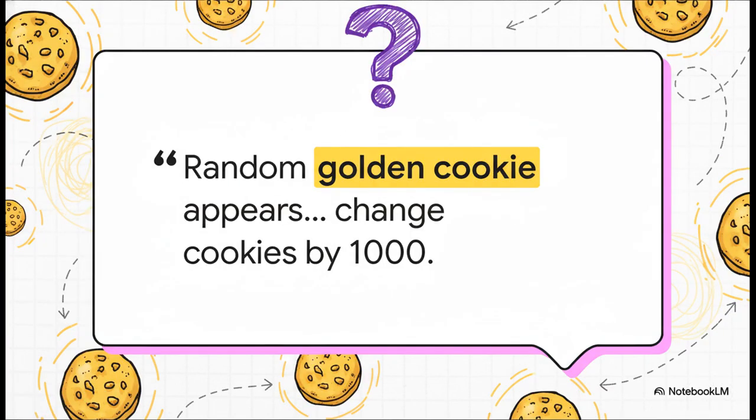Hey, remember that golden cookie from the tutorial? The one that just dumps 1,000 cookies on you out of nowhere? Well, this is a classic example of what psychologists call a variable reward schedule. Because you never know when that huge bonus is coming, it keeps your brain totally hooked and always anticipating. And that is so much more powerful, so much more compelling than a reward you can see coming.